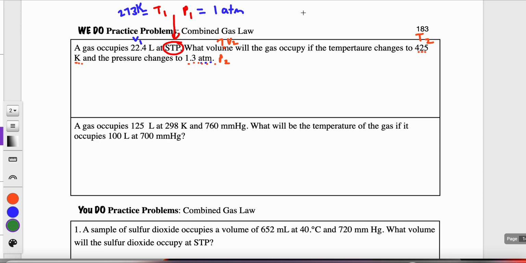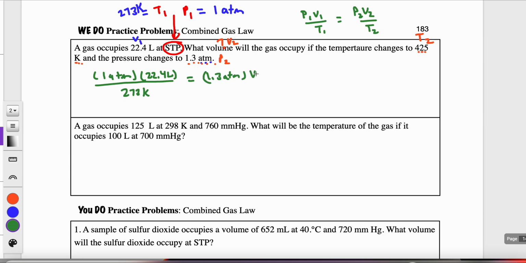Remember, our equation is P1 times V1 divided by T1 equals P2 times V2 over T2. For P1, I'm going to put in the 1 atmosphere. Do a good, correct numerical setup, which means its value and unit. So P1, 1 atm, times V1, which is 22.4 liters, divided by T1, which is standard temperature, so that's 273 kelvins, equals P2, which is given to us as 1.3 atmospheres, times V2, which we're solving for, divided by T2, which is given to us as 425 kelvins.